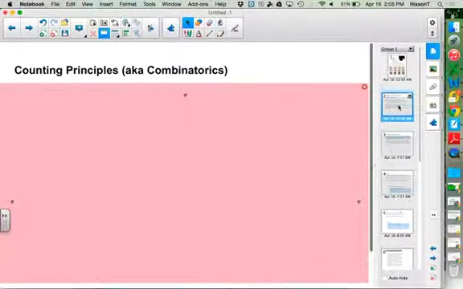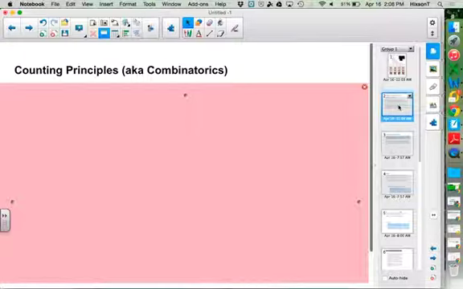Alright, so let's talk about some counting principles and some things to consider particularly. We're really delving into a branch of mathematics called combinatorics. There's an entire study of this. If you go to college, you can take a combinatorics class if you want. Basically, it's a whole class on how to count things.